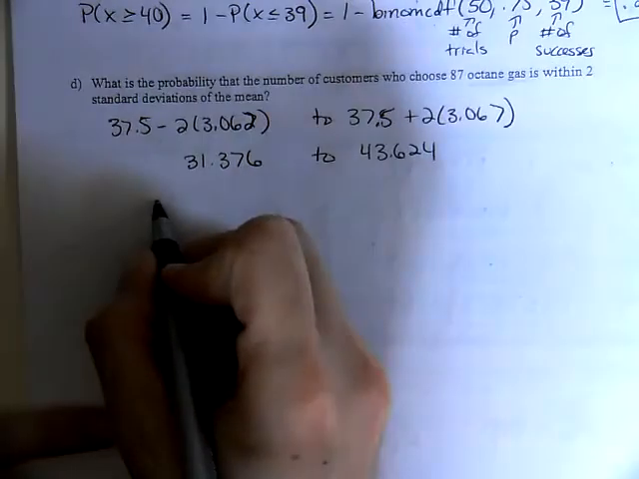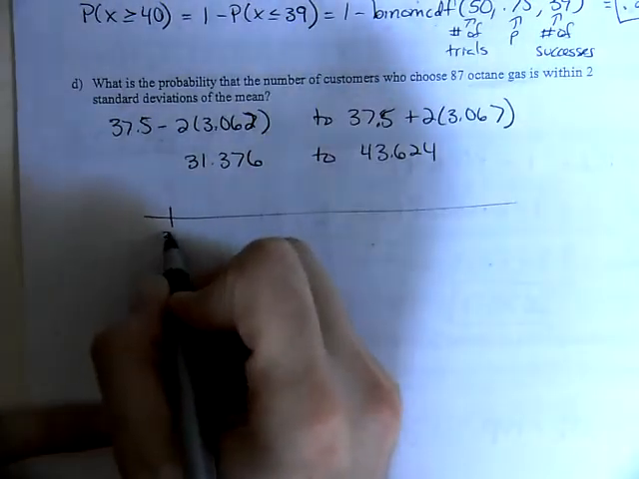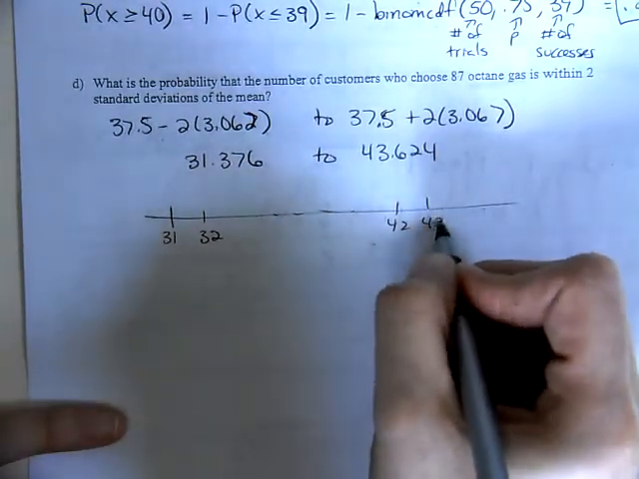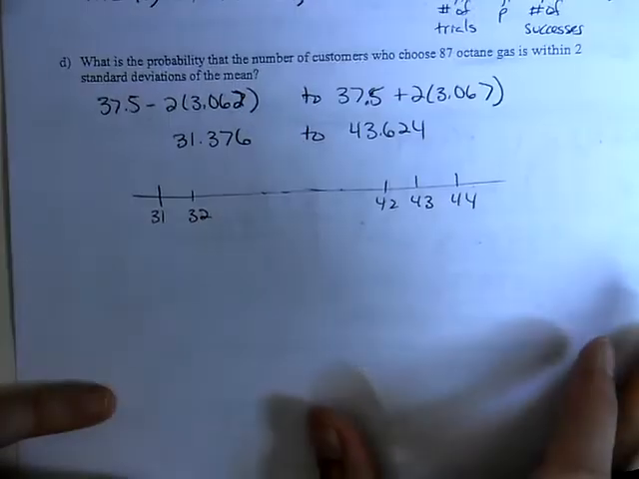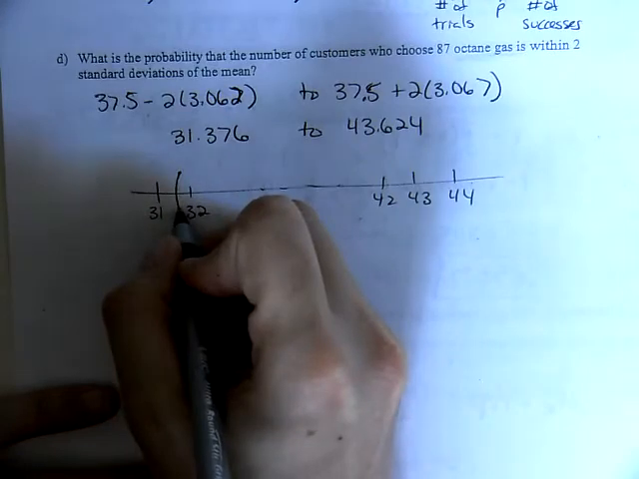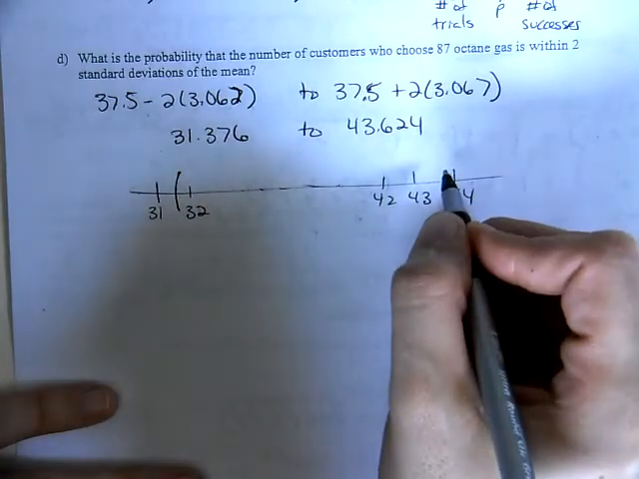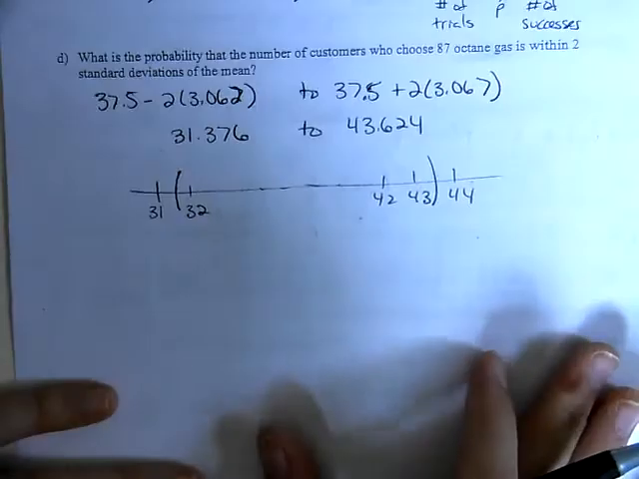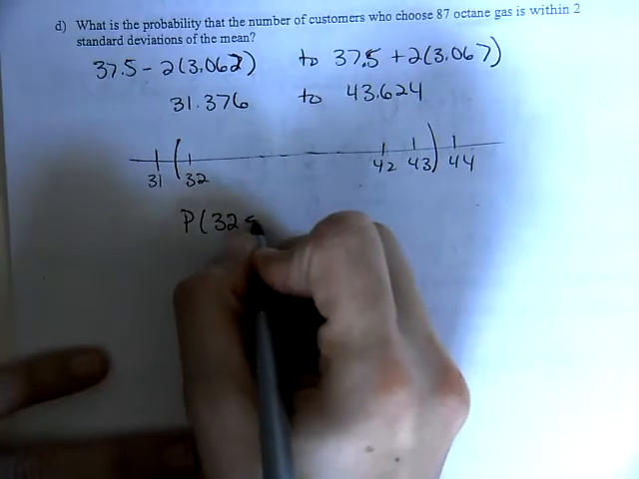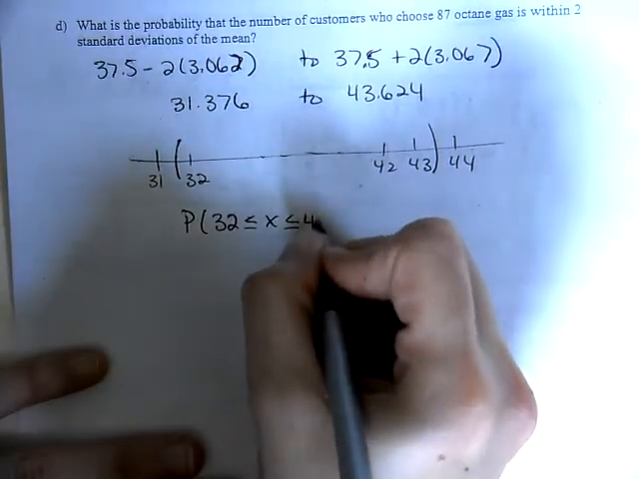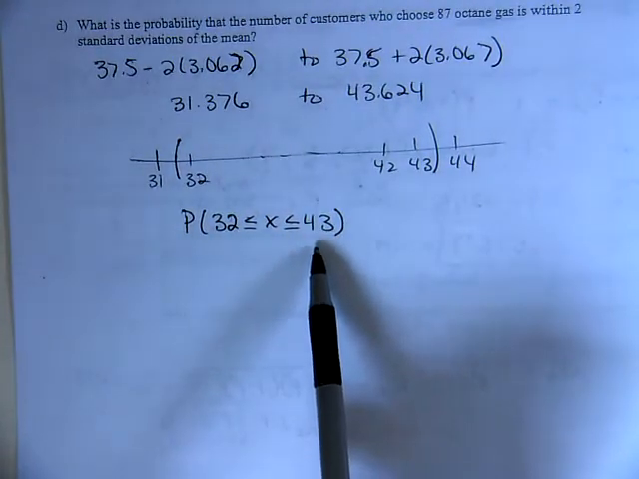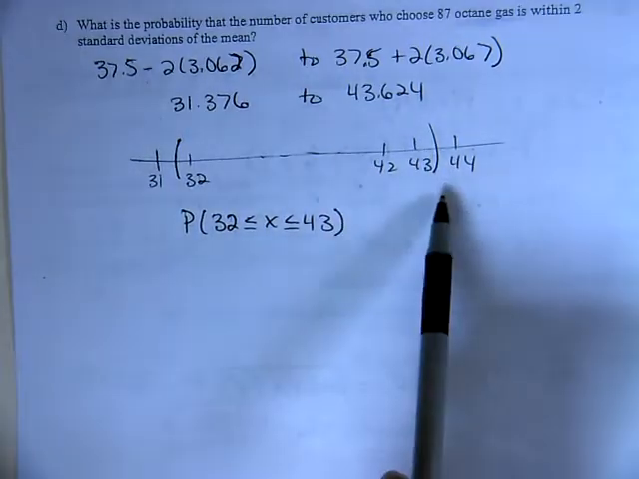Okay, so now we need to come up with numbers, because remember, in this situation, our tables are only whole numbers. So I think of a number line. I have 31, 32, all the way to like 42, 43, 44. So I want within these 2 standard deviations. So I want in between 31 and 32 to in between 43 and 44. So I'm really finding the probability from 32 less than or equal to x less than or equal to 43. So I'm finding it from 32 to 43. Hopefully that makes sense. I'm a visual person, so this makes more sense to me if I look at it this way.